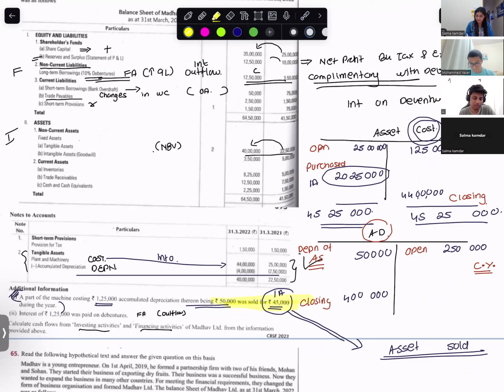Come on. What else? Yes, sir. Then tangible, right? Purchase of machinery. Ma'am, purchase of machineries. Purchase of plant and machinery. Did you make the working note for purchasing the machinery? No.